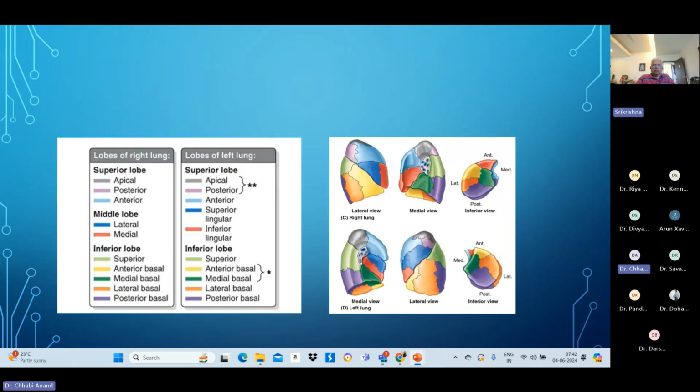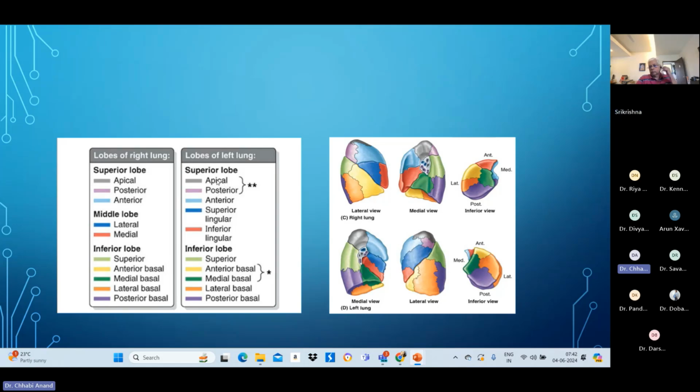There are 10 bronchopulmonary segments in the right lung and 8 in the left lung. The superior lobe is divided into apical, posterior, and anterior segments. The middle lobe is divided into lateral and medial, and the inferior lobe is divided into superior, anterior basal, medial basal, lateral basal, and posterior basal. This color coding is referred to in this picture.